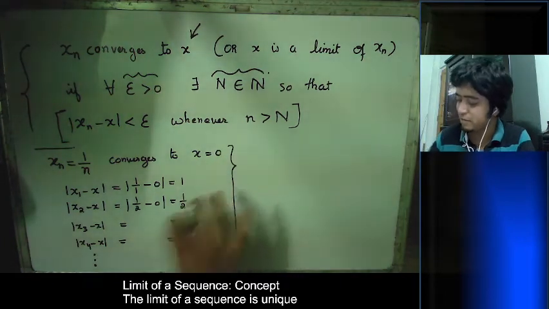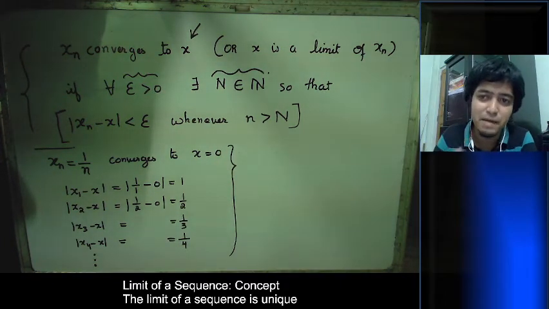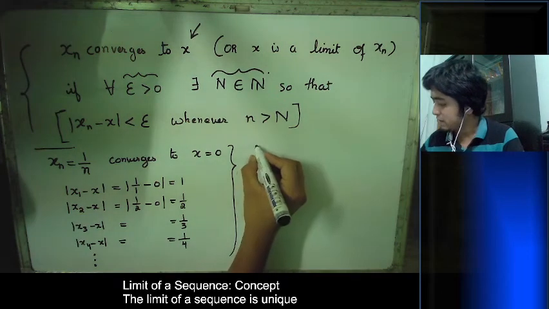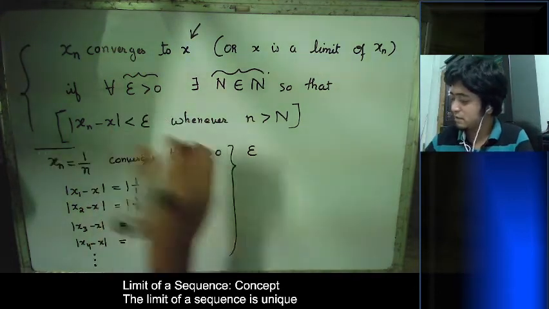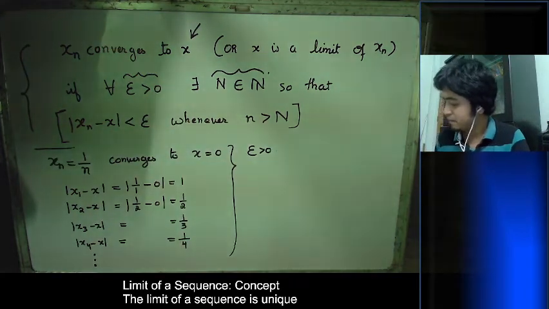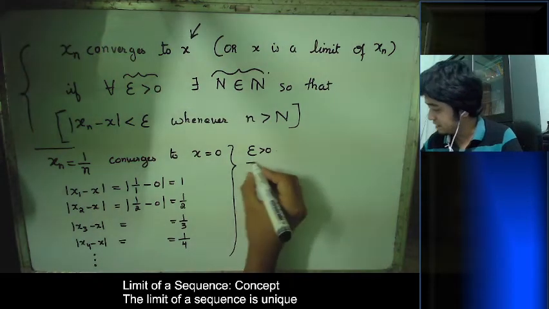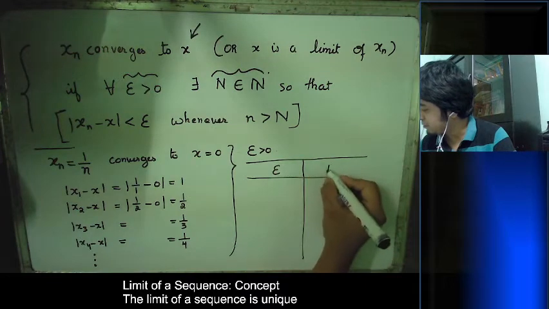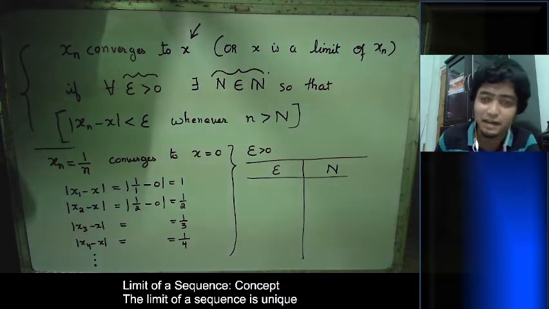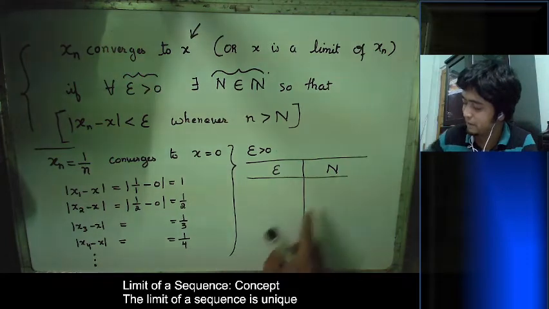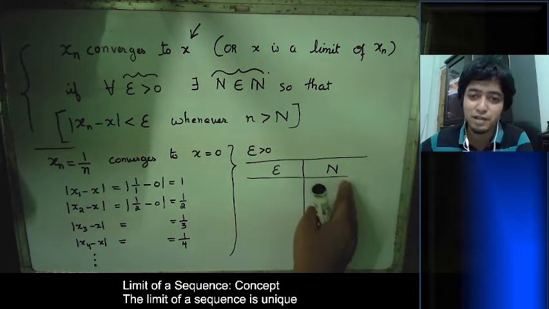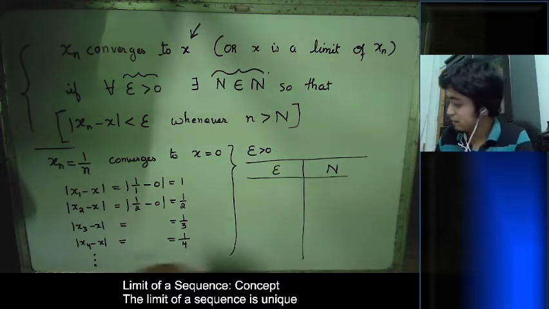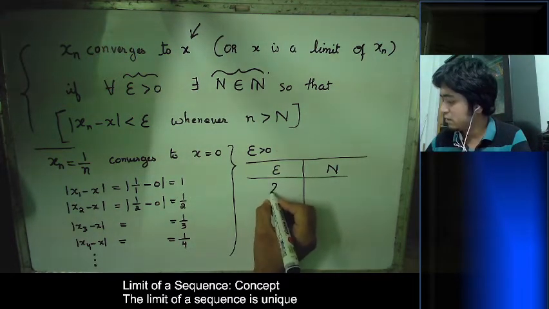So now that we have calculated this one, now starts our game. I will give you epsilon, you will have to provide me capital N. So let us say epsilon should be greater than 0. So I am giving you epsilon, and you have to provide this natural number N. I will give this value over here, you will have to provide the corresponding values over here. I will start with a very easy one. Let's say epsilon equal 2.